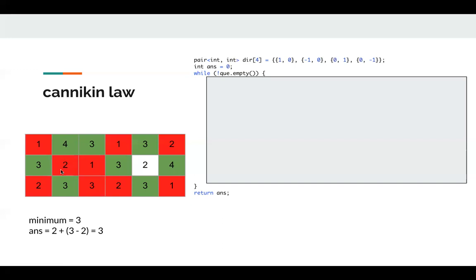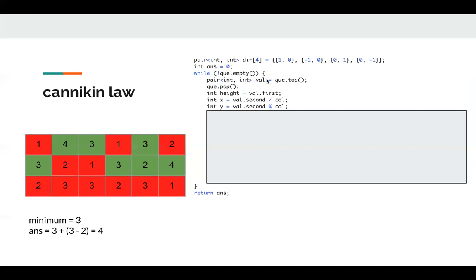Next, we pop this 2. Nothing happens since all neighbors have been visited. Okay, next we pop 3, nothing happens. Next we pop this 3. It has 1 neighbor, which is 2. So we update the answer to 4, since the minimum is 3 and the height of this cell is 2. So we can keep 1 unit of water here. So the answer becomes 4. And we add this 2 to the priority queue. Okay, next, nothing happens since all the elements have been visited. So we just keep popping until my queue is empty.